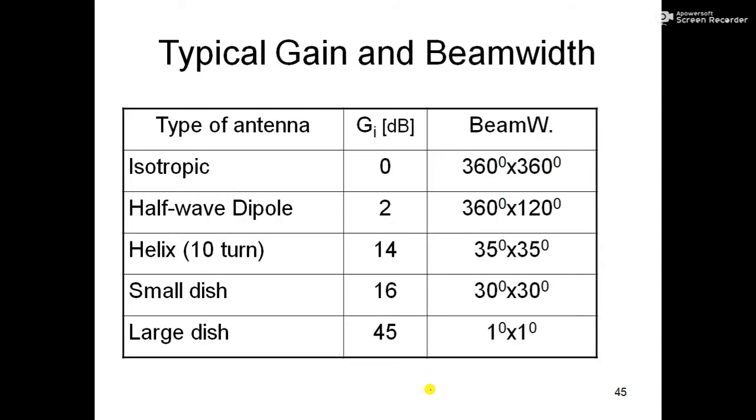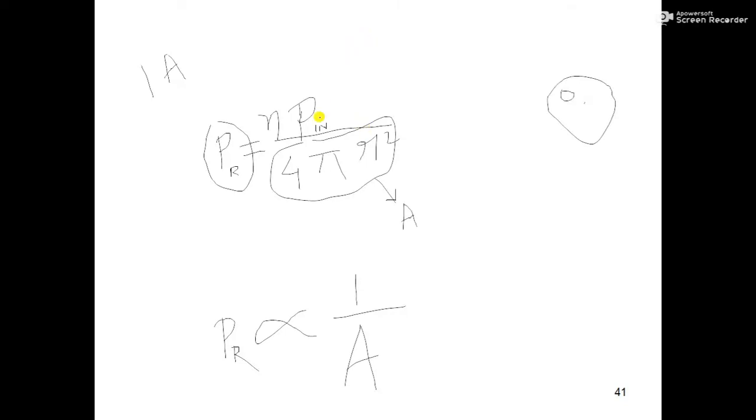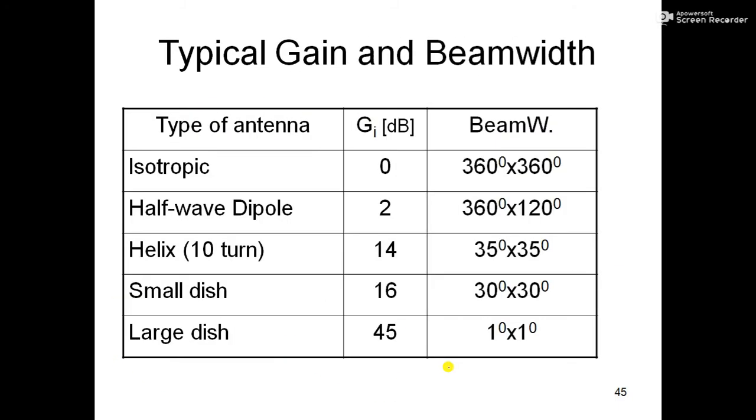For isotropic, the Gi is zero, because we have P naught by P, and since our P and P naught are the same, the ratio will be 1 and the log of 1 is 0, so dBi will be zero. Then for a half-wave dipole it is 2, for helix it is 14, for small disc it is 16, and for large disc it is 45.